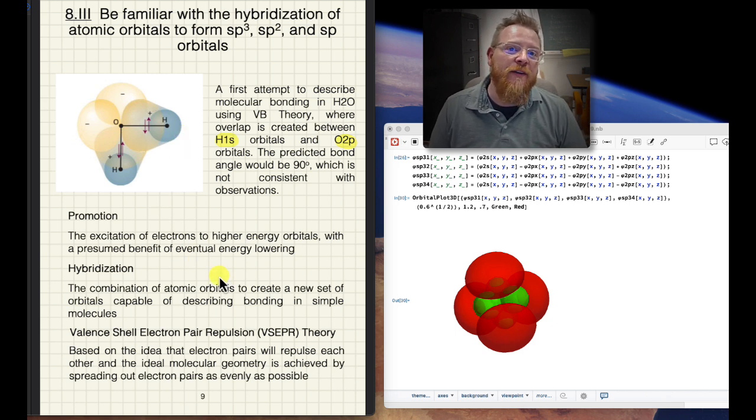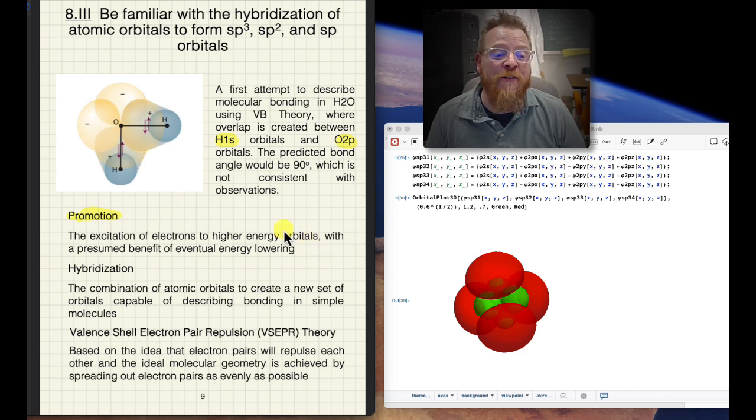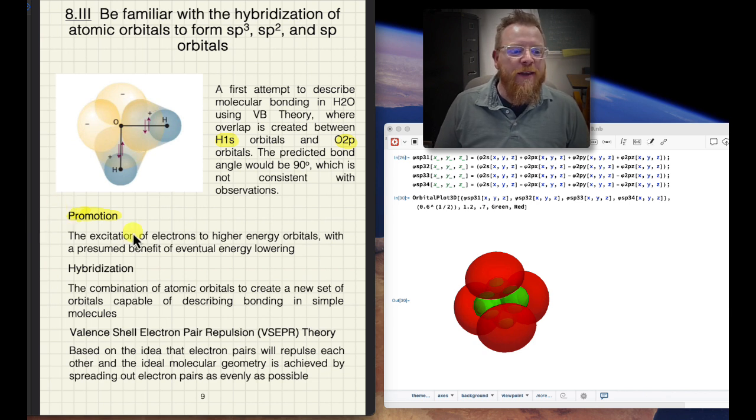And so valence bond theory is an attempt to describe that. We first have to talk about this idea of promotion. This is the excitation of electrons to higher energy orbitals with a presumed benefit of eventual energy lowering. This is different than normal excitation like we talked about in atomic spectroscopy. The idea here is that there will be an eventual benefit of energy lowering to do the promotion in the first place.